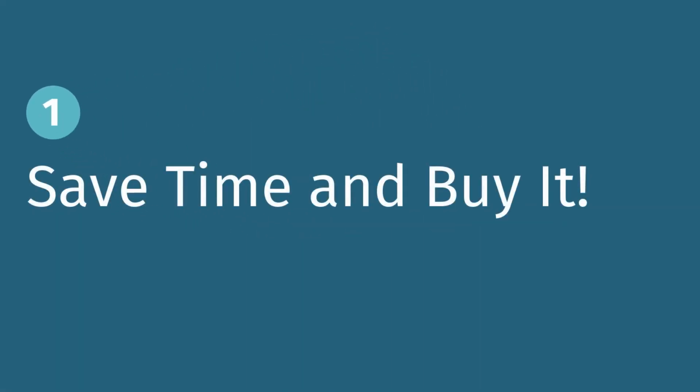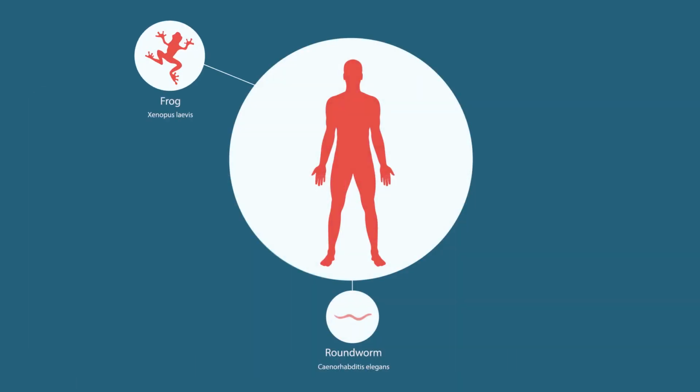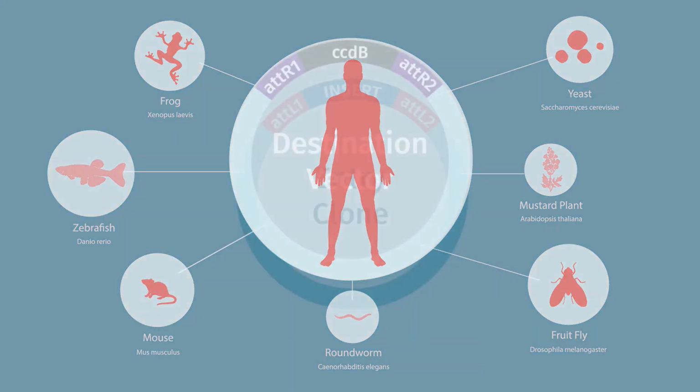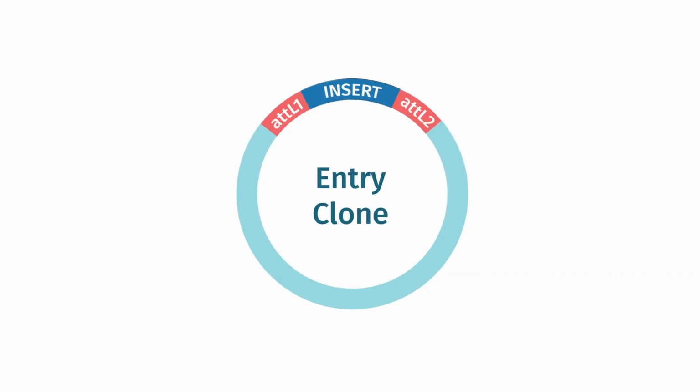Tip 1. Buy it. You can save time by sourcing your input sequences from one of many well-characterized collections. Several libraries offer thousands of sequence-verified cDNA clones that you can use. Most of these open reading frame clones, or ORFs, arrive in an entry clone that contains @L1 and @L2 sites for easy transfer to the destination vectors of your choice.